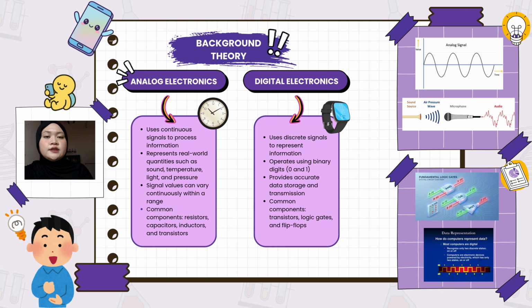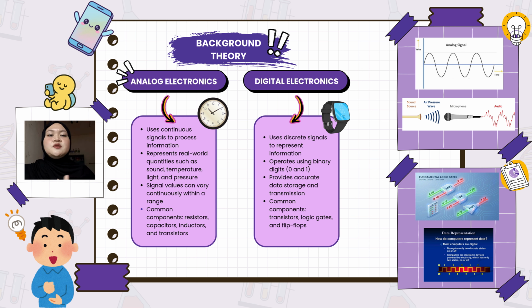Some commonly used components in analog electronics are transistors, capacitors, inductors, and resistors. Next, we have digital electronics. Unlike analog electronics, digital electronics uses discrete signals to represent information. These signals only have two possible values, which are 0 and 1, also known as binary digits. Digital systems provide more accurate data storage and transmission, which is more reliable for modern electronic devices. Commonly used components are transistors, logic gates, and flip-flops.